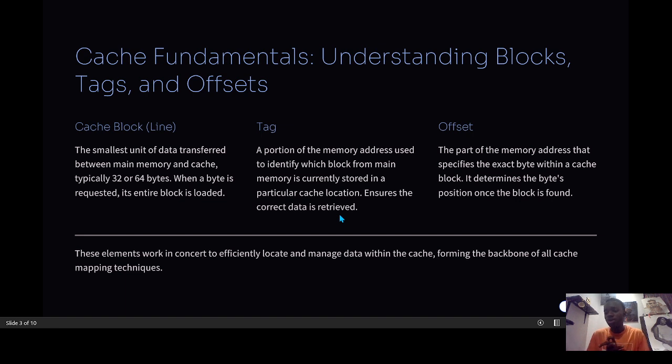So the tag is a portion of the memory address that identifies which specific block from the main memory is currently stored in a specific cache location. The tag makes sure that the correct data is retrieved. The offset is the part of the memory address that specifies the exact byte within the cache block. It determines the byte's position once the block is found.